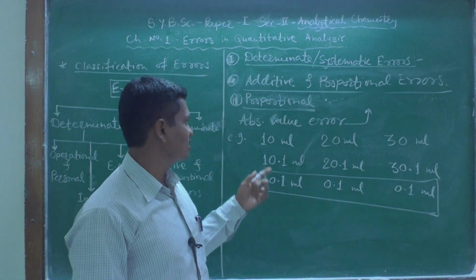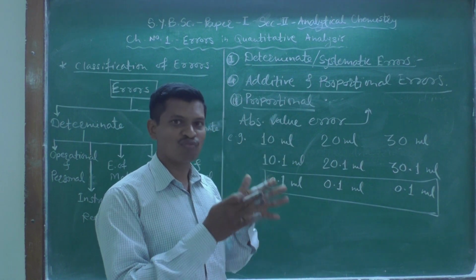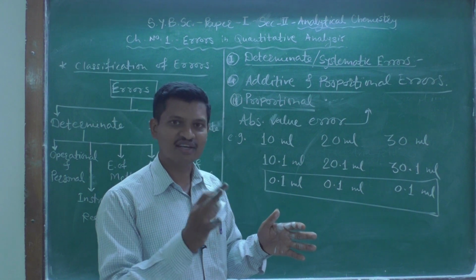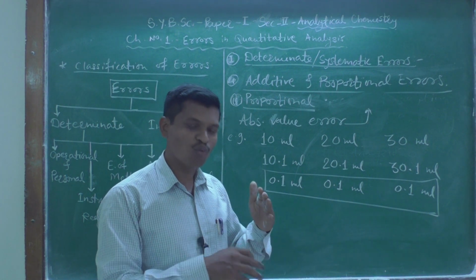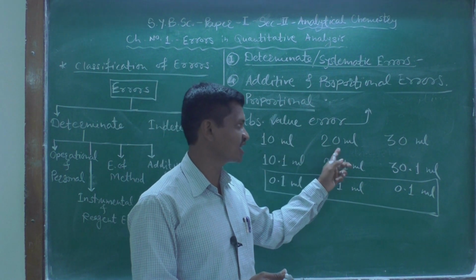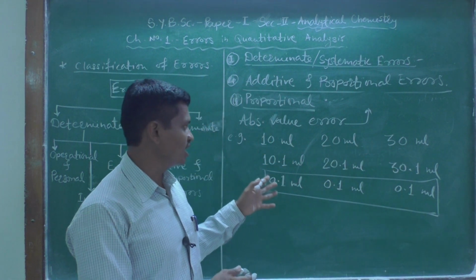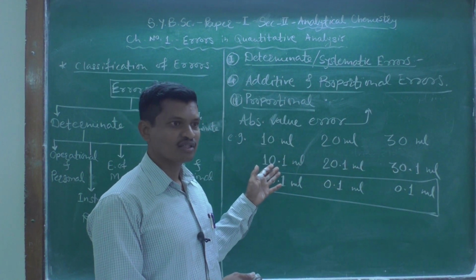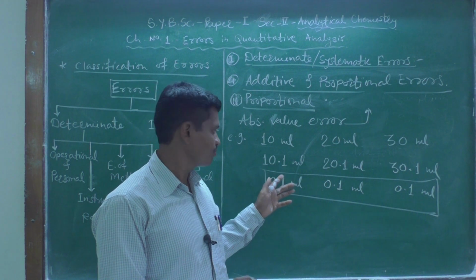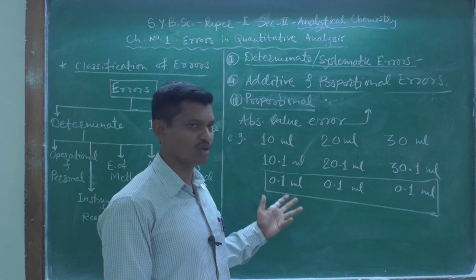Again, take the same example. We are doing a titration. For the first titration of the same compounds, the titrant and titrand are the same, but we are changing only the volume. In the first case it is 10 ml, in the second case 20 ml, and in the third case 30 ml. Here in the first case the observed endpoint is 10.1 ml, so the absolute error is 0.1 ml, no doubt.